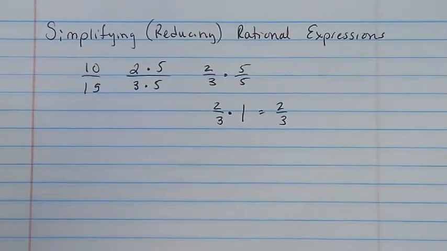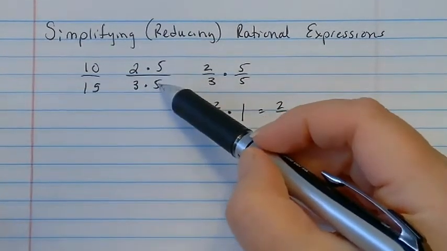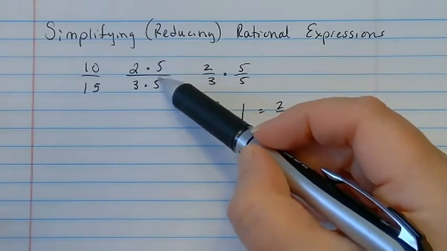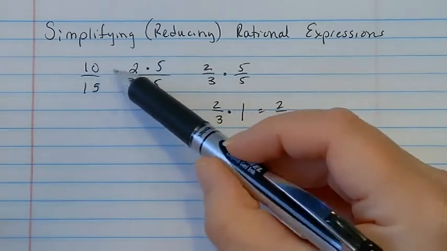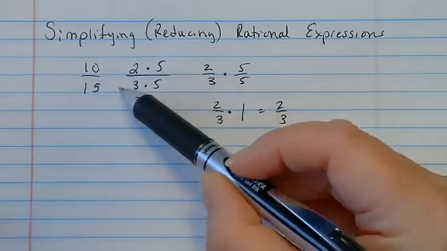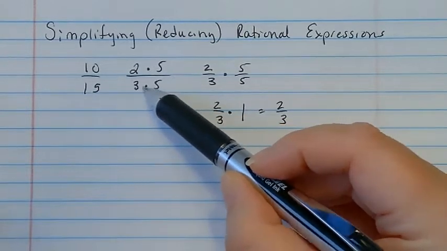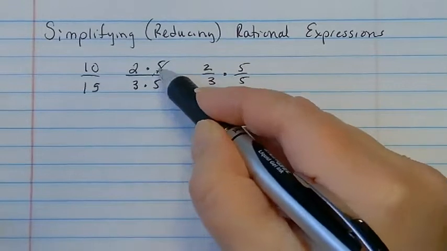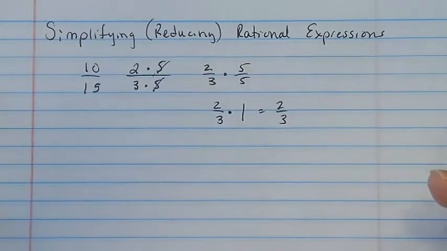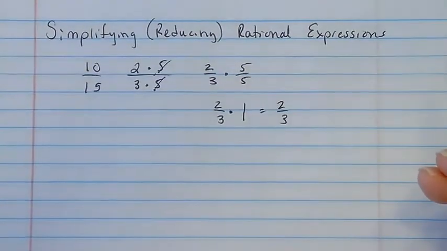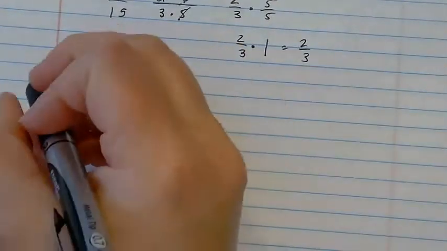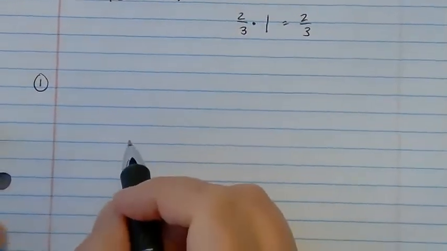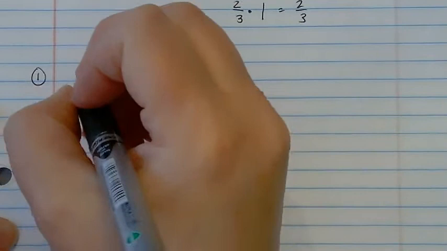But we can gain something from this. We know that really, in order to reduce, what we need to do is find something that's a common factor. So we need to separate this number into its factors and separate this number into its factors and see if there's some factor in the numerator and the denominator that's the same so that they will cancel out. So the same thing is going to happen with rational expressions. So let's start with the first one.